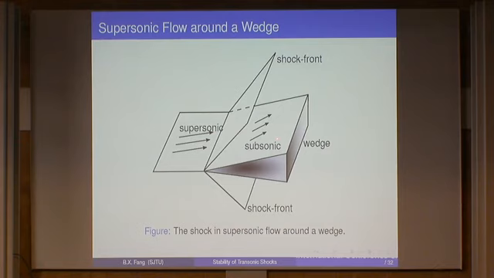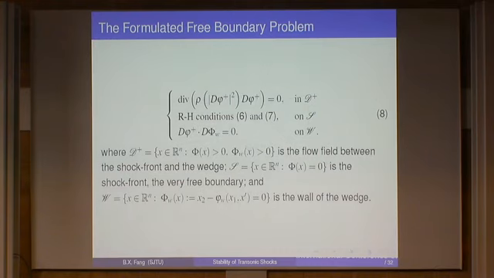Then it's very simple. This problem can be formulated as a free boundary problem. Phi plus is the potential behind the shock front. Since we don't perturb the flow ahead of the shock front, it's just phi. It's just a uniform supersonic flow, so it has an explicit solution. Then we only need to solve the potential behind the shock front.